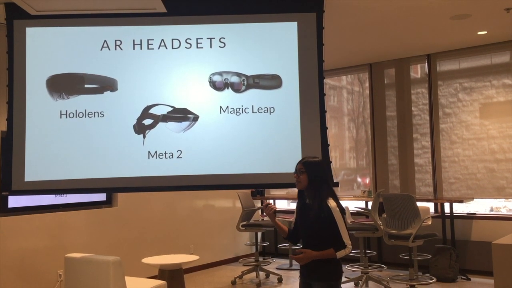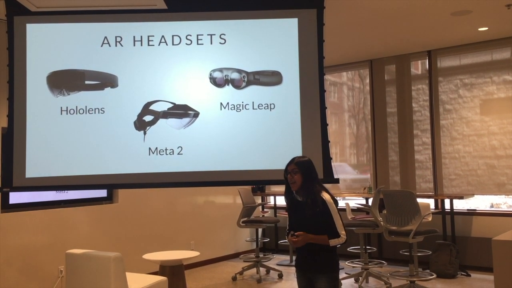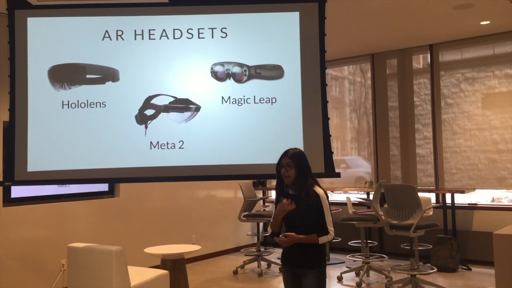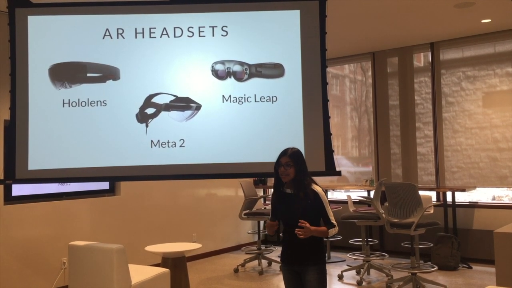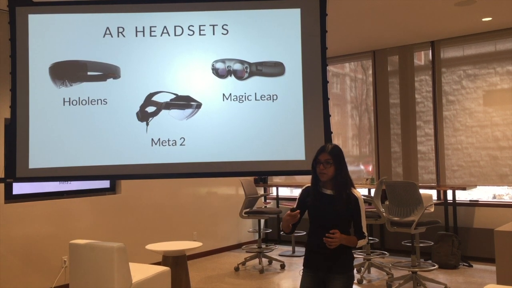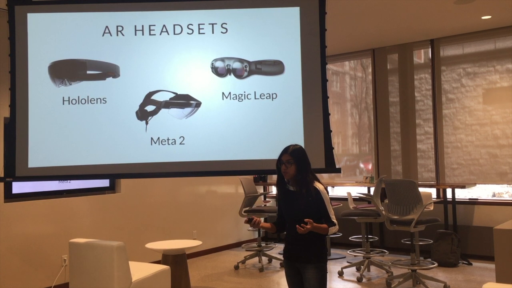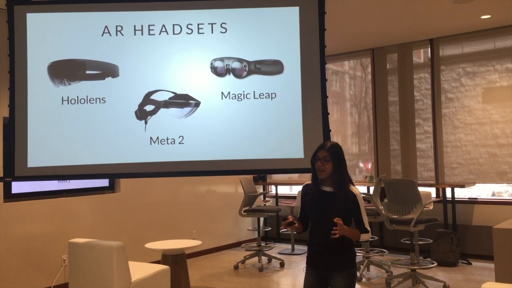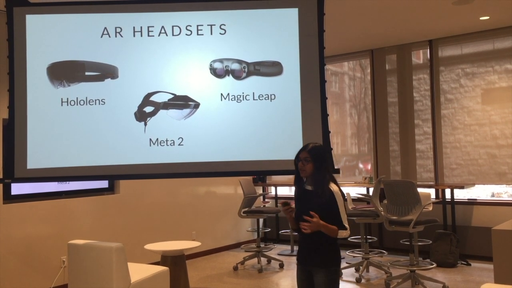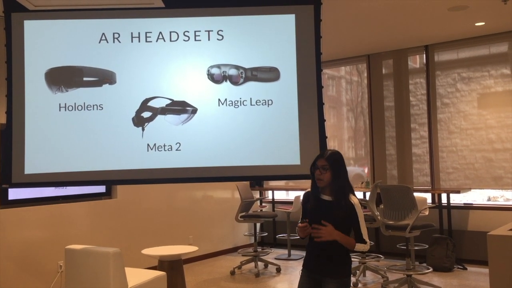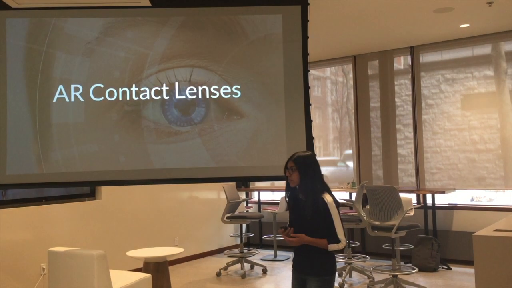So the HoloLens is actually a mixed reality headset, and the difference between AR and mixed reality, or MR, is that AR is adding objects to enhance your view of the world, but mixed reality is combining a virtual world with your view of the real world. So it's a little bit different. And then the Meta 2 is an AR headset, and the Magic Leap is coming out later this year.